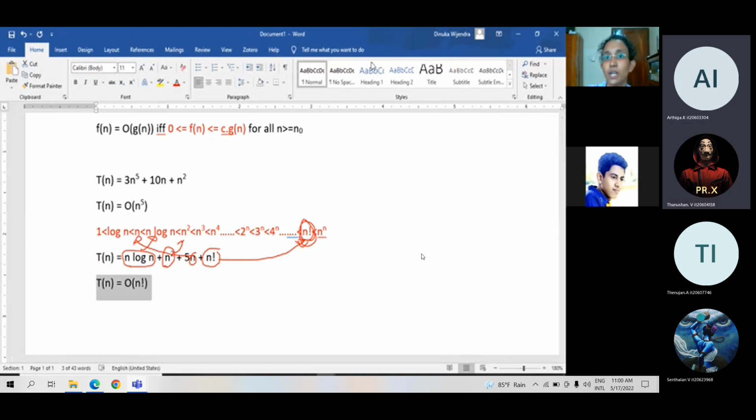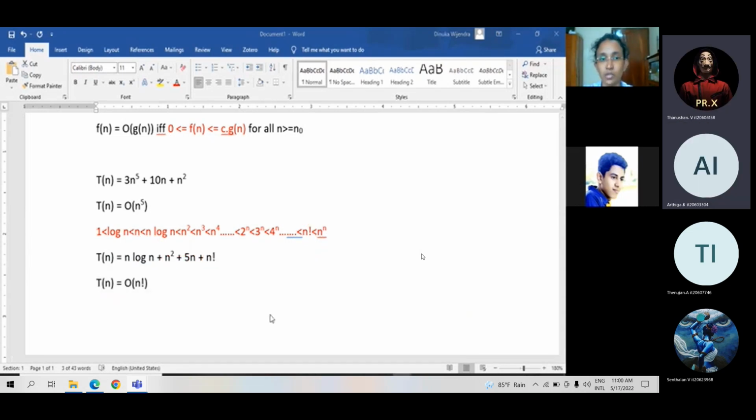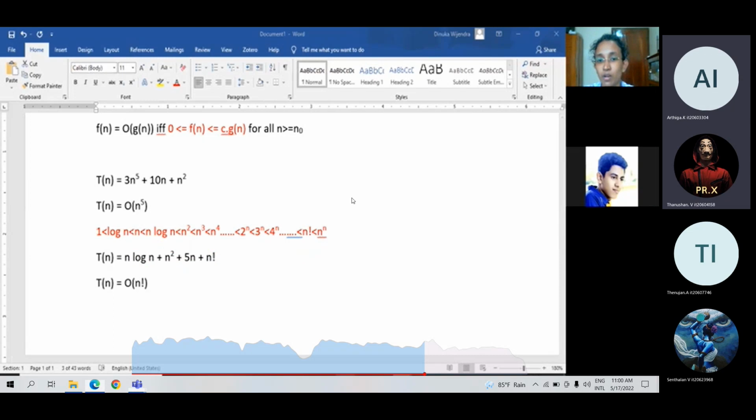Okay, so I will clear my red color part, otherwise I can't scroll. Okay, I'm thinking that you can go.